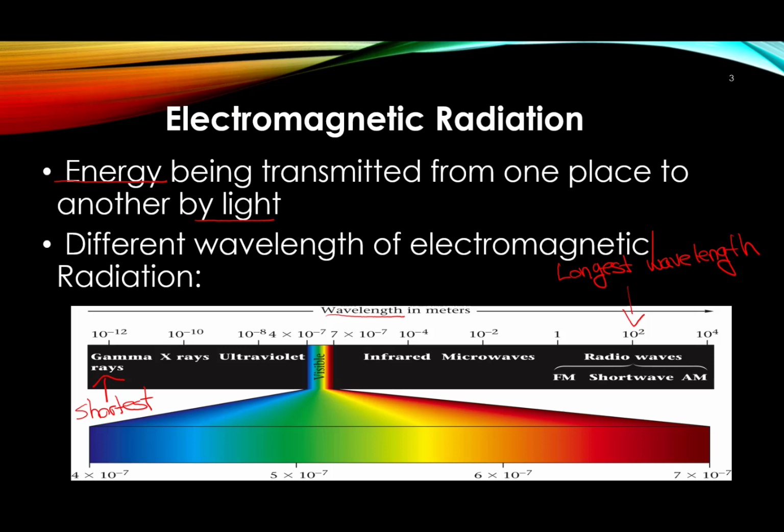It doesn't matter. But going from the shortest wavelengths, which are gamma rays, the next one is X-ray, and then UV light, then visible light, infrared, which is also known as IR, and microwaves, and the longest are radio waves. Okay.